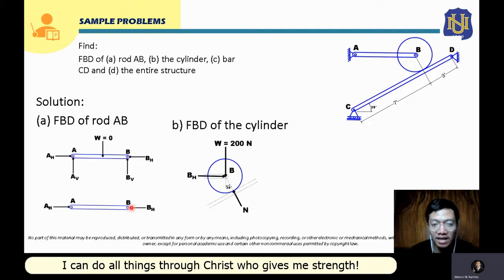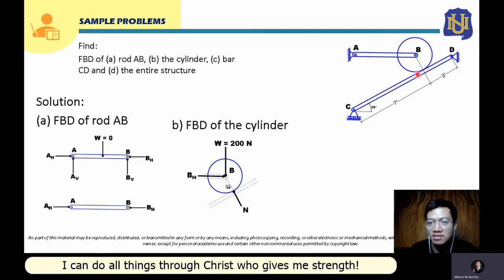So if your BH is directed to the left in the free body diagram of rod AB, when we transfer it to the FBD of the cylinder, it should be directed to the right. So it should be oppositely directed. That's why your BH here will be directed to the right. That's our rule for transferring a reaction force from one body to another: it should be oppositely directed.